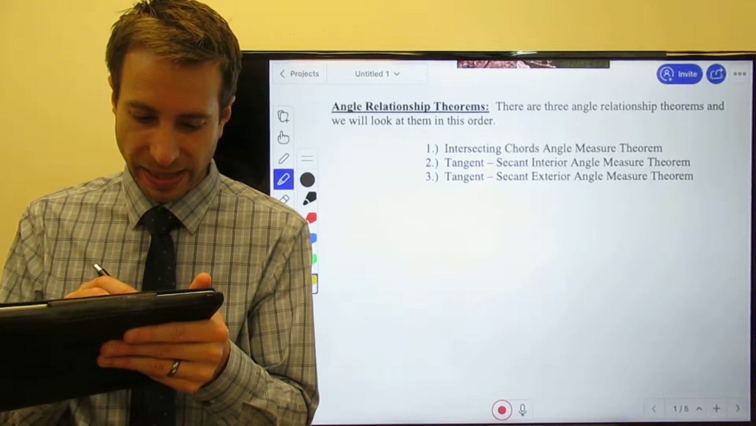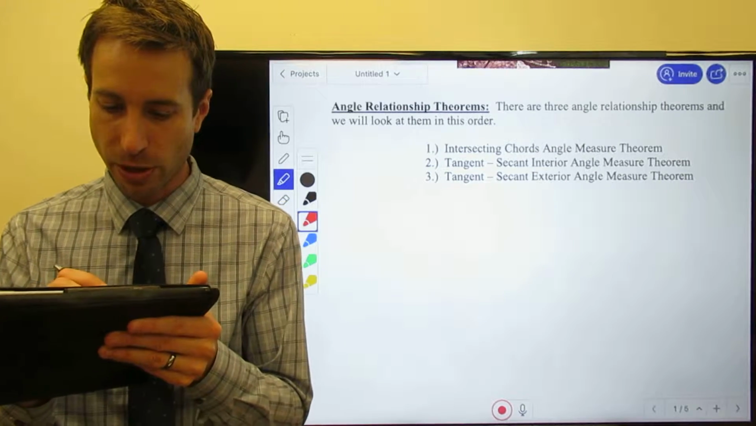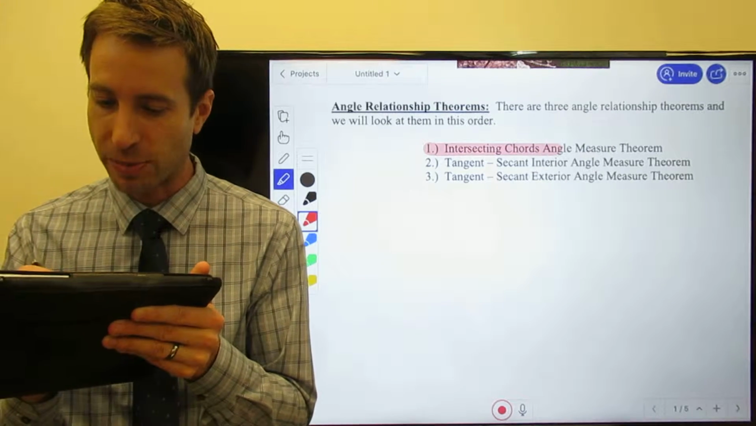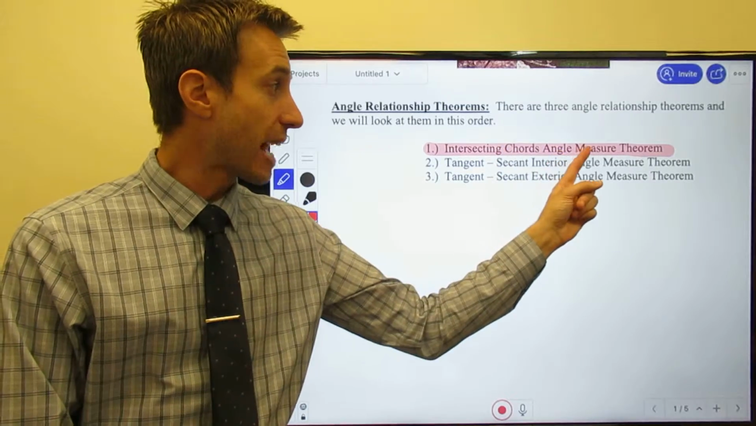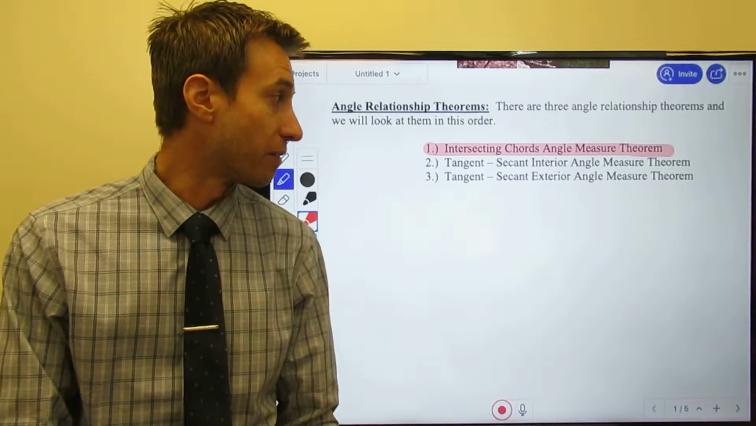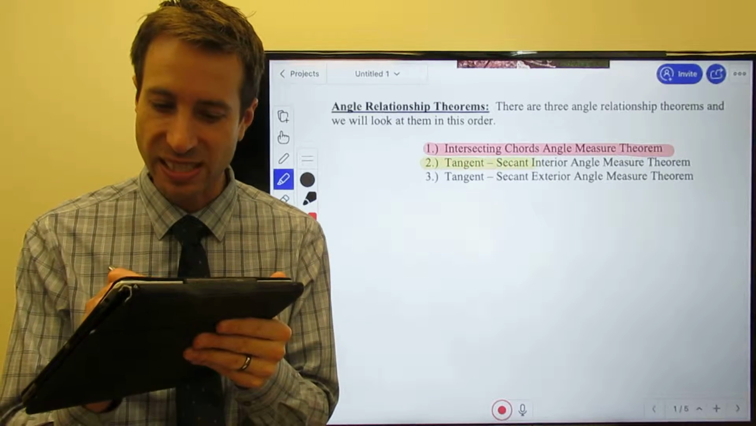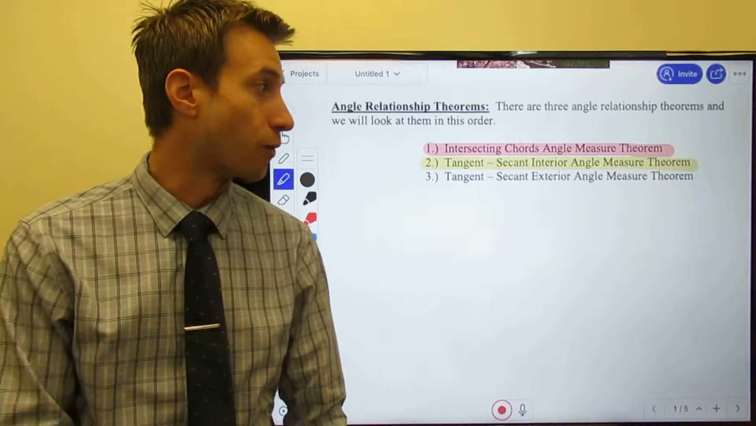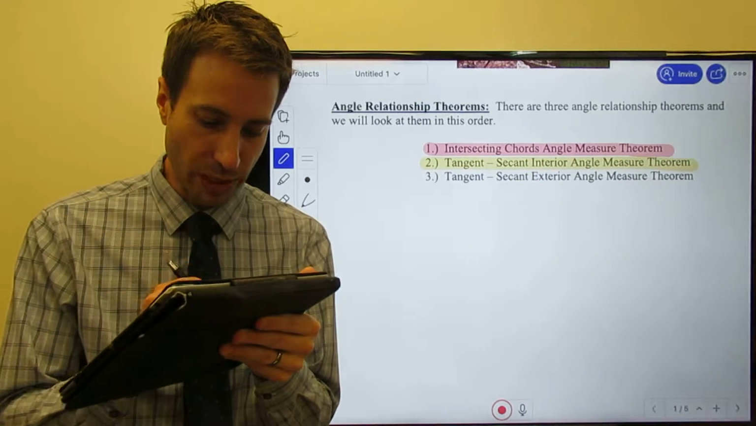So like I said, there are going to be three angle relationship theorems. The first one we're going to look at is intersecting chords, the angle measure theorem, and we'll do that one first. Once we do that one, we'll then move on to a tangent secant. Careful, there is an interior angle theorem, so that's real important.